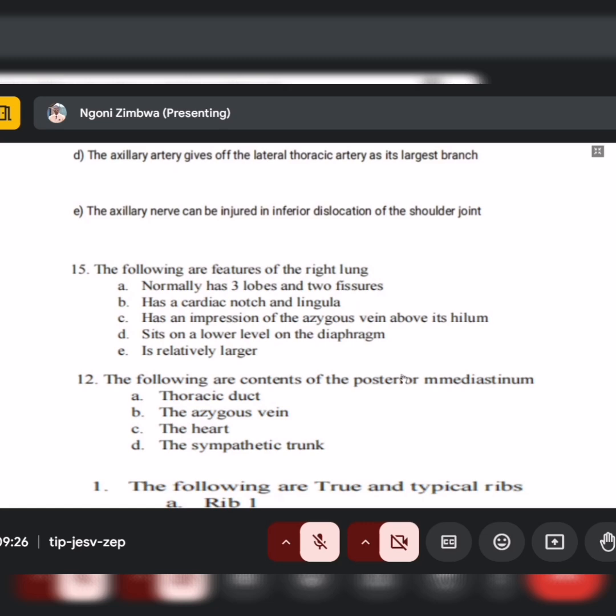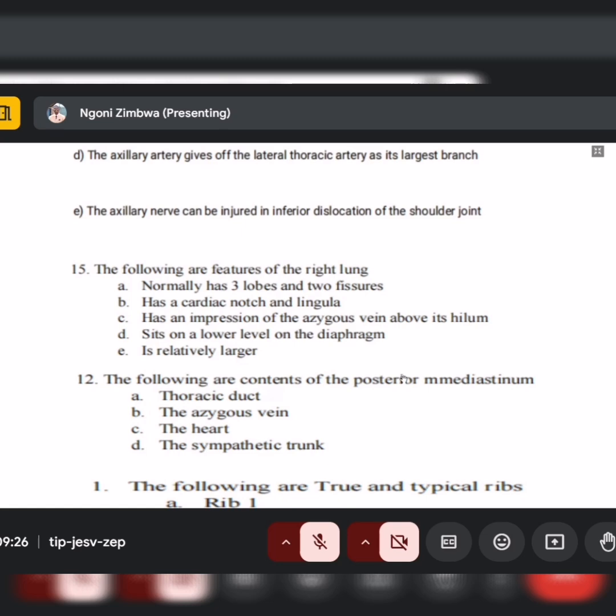D, sits on a lower level on the diaphragm. That is true, right? So you have your right lung sitting on the what? On the diaphragm. And remember, the right lung is actually higher than the left lung, larger than the left lung. Oh, that's question C. So it's relatively larger and higher.